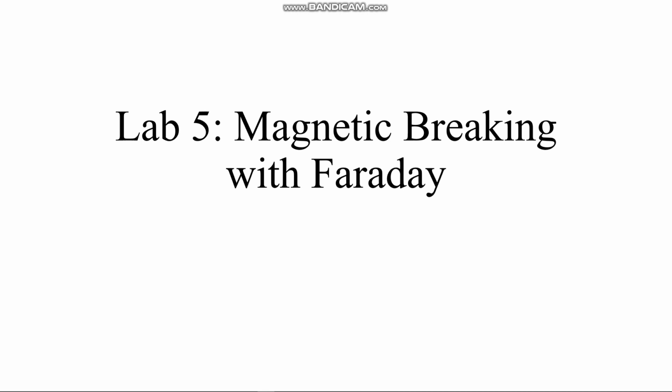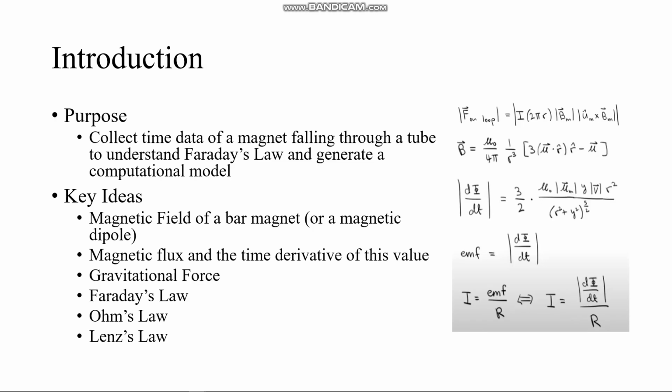Alright, welcome to Lab 5, which is the lab over magnetic braking by applying Faraday's law. So the purpose of this lab is to collect time data of a falling magnet through an aluminum foil tube to understand Faraday's law and generate a computational model of this law.